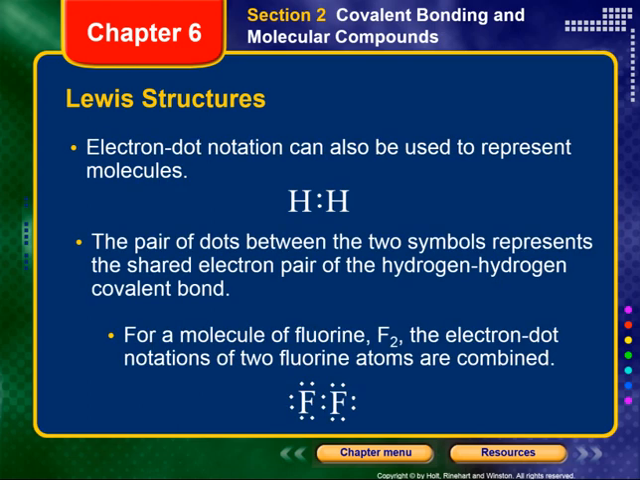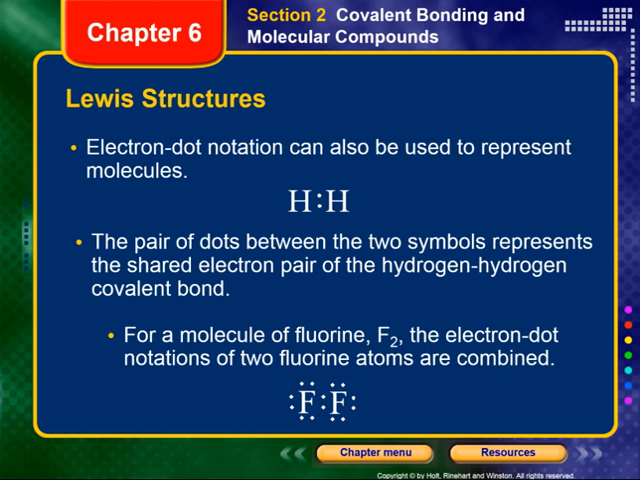Electron dot notation can also be used to represent molecules. When we're representing molecules using electron dot notation, they're referred to as Lewis structures. And so I would take 2 hydrogen atoms, place them right next to each other, and place each of their lone electrons in between the 2 symbols. The pair of dots now between the 2 symbols represents the shared electron pair of the hydrogen-hydrogen covalent bond. That is the bond right there.